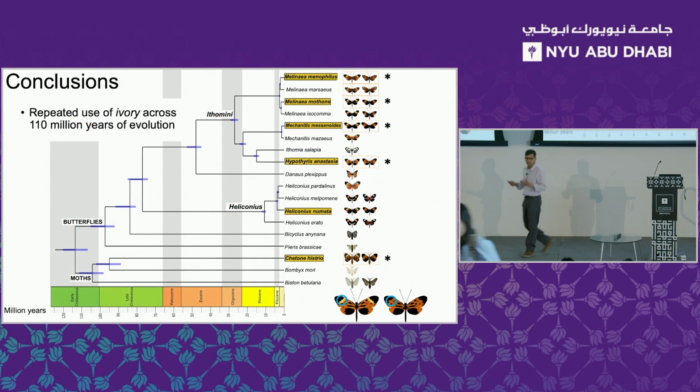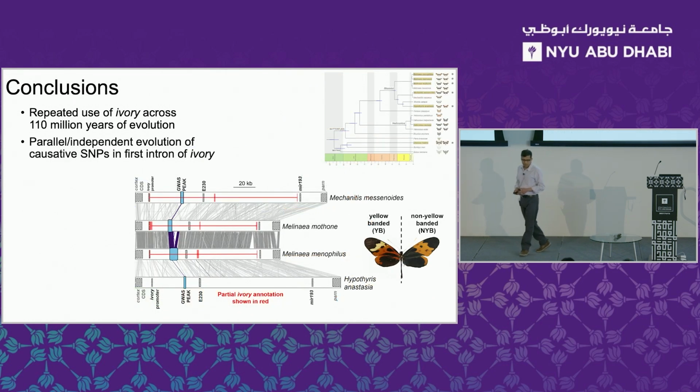So in conclusion, we've got a whole load of comparisons here, but essentially we're finding the repeated use of the same gene, ivory, across 110 million years of evolution. We find that our genome-wide association analysis is showing narrow regions of association in the first intron of ivory, but there's very little sequence homology. So we're currently trying to investigate what's going on here, but presumably it contains something to do with transcription factors that bind and affect the expression of ivory.